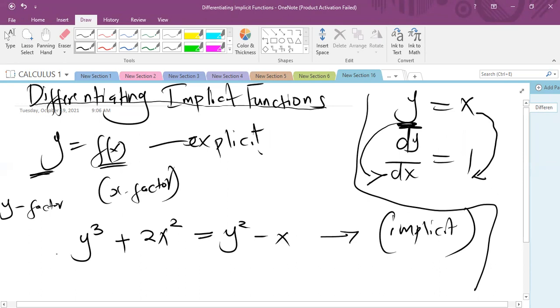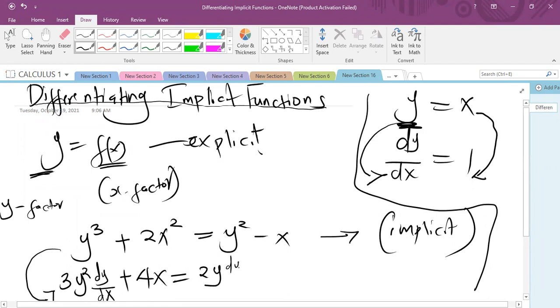What do I mean by that, guys? Let's say we want to differentiate this function here. What is the derivative of y cubed? If we were to differentiate it normally, algebraically, this is 3y squared. But since y is the main function, whenever y is being differentiated, we've got to have some dy dx. So we'll have dy dx there. Plus, differentiating 2x squared will just give 4x. Is equal to, differentiating y squared will give 2y, but don't forget there's the dy dx. Minus differentiating x will give 1.